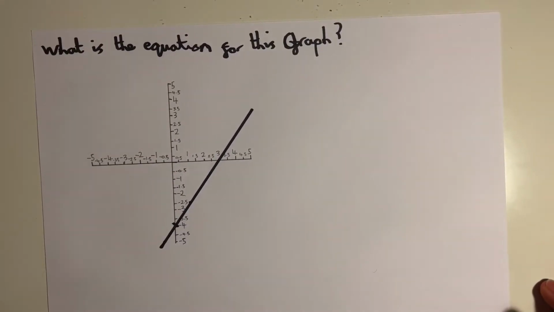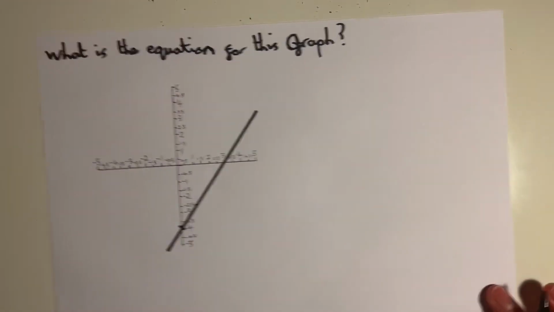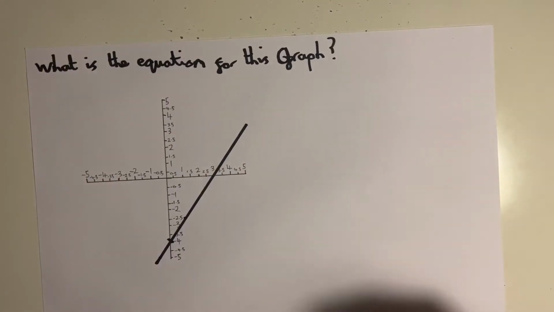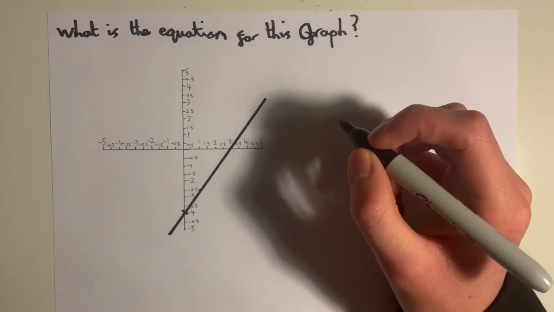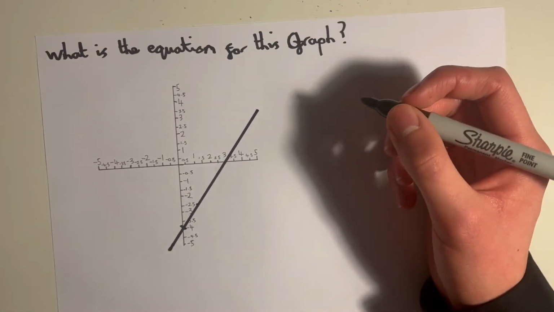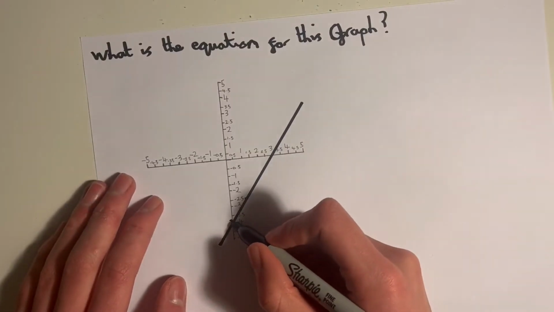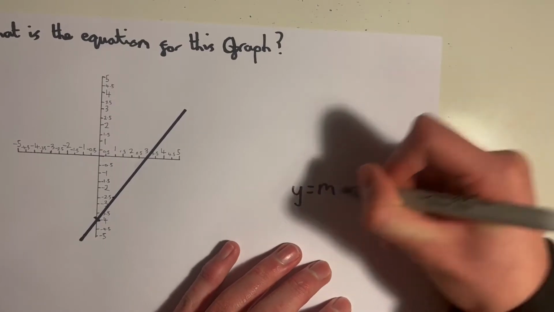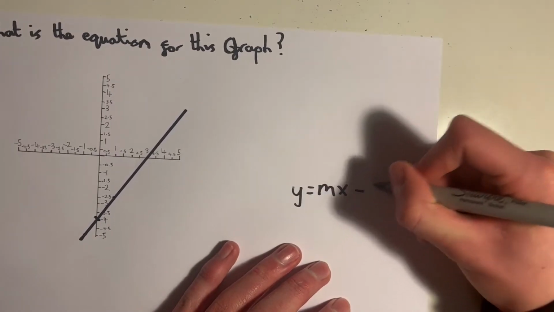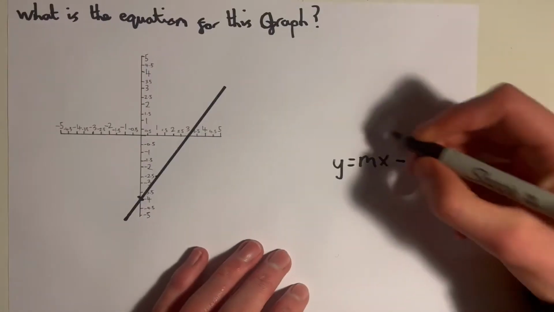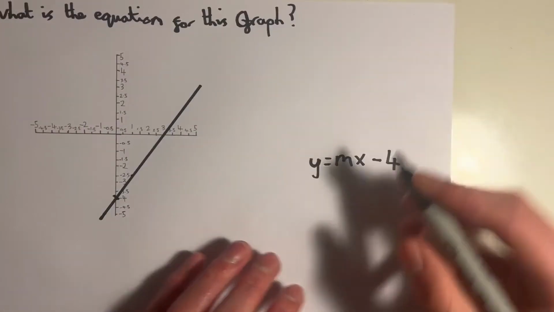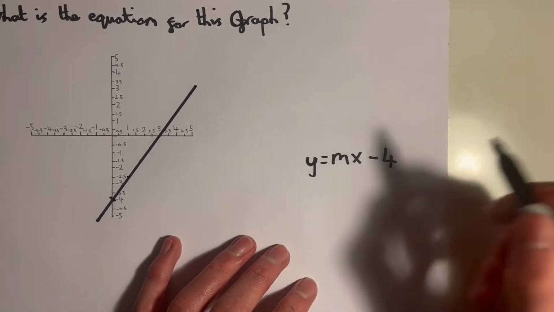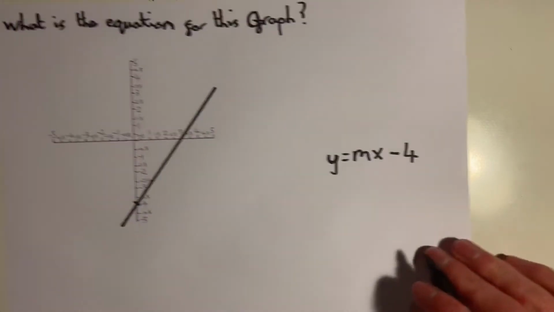Okay, so here's another type of question they could ask you on the topic of straight lines. It could show you a straight line graph and ask, what is the equation of this line? So first thing we're going to do is find the y-intercept. As you can see, it goes through -4 on the y-axis, so it will be y equals mx minus 4. Then next, for the equation, you don't need to know the y and you don't need to know the x. You just need to know the gradient and the y-intercept. So we've got the y-intercept, now we need the gradient.